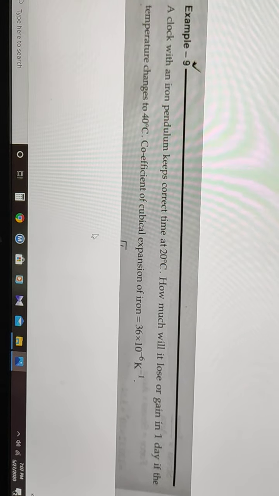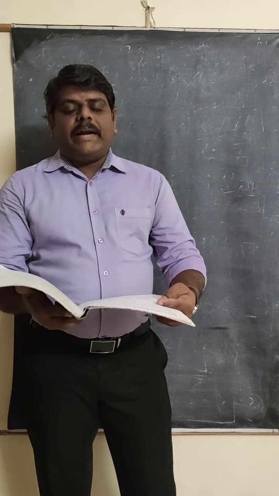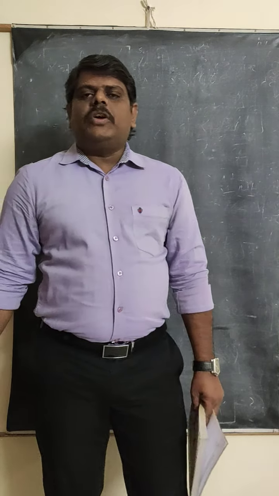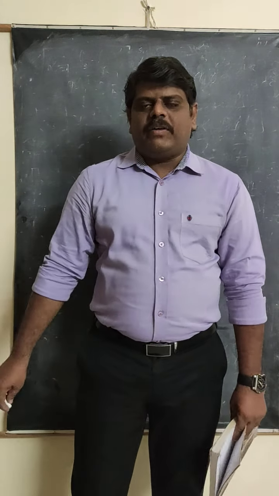Welcome back, students. I hope all of you read the problem. The problem is about a pendulum clock, and the temperature is given. It shows the correct time at 20 degrees Celsius, and we need to find how much it will lose or gain in one day when the temperature increases to 40 degrees Celsius. So here the temperature is increasing: earlier it is 20 degrees Celsius, now it is 40 degrees Celsius.